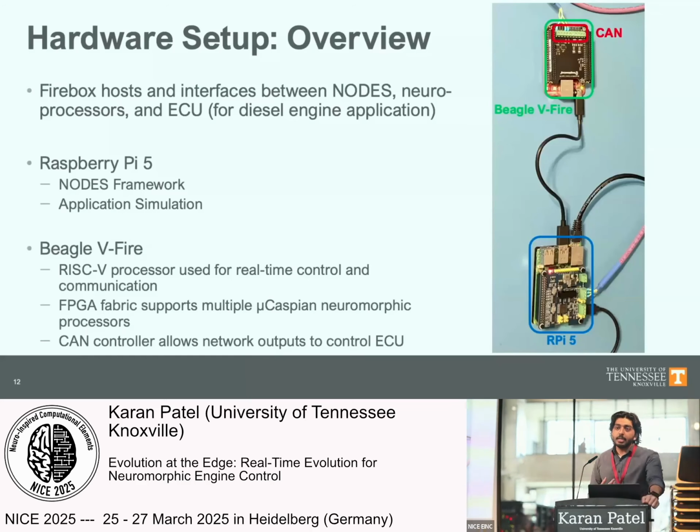Additionally, we also created a simulated setup where the CAN messages are sent to the engine simulator running on the Pi when we don't have access to the physical engine. And this point will come up later when I go over the results.